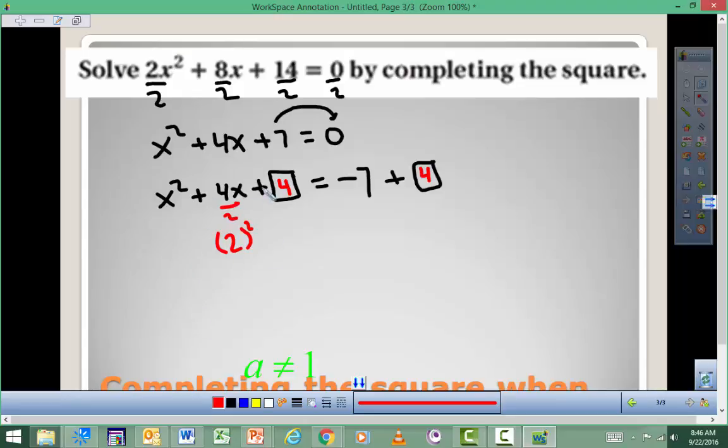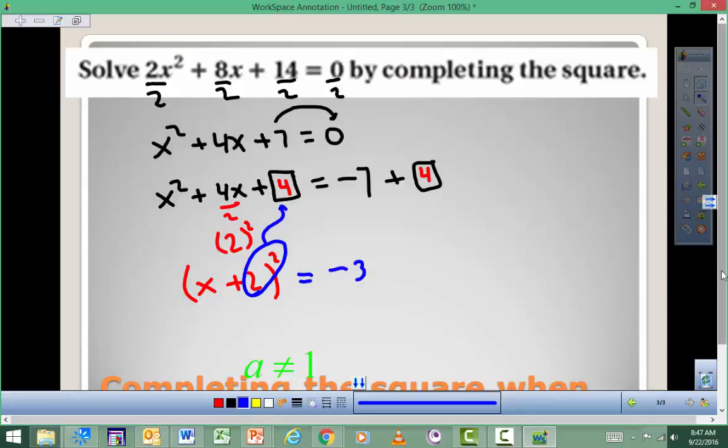Okay, so we found the number that's missing to make this a perfect square, and now we just need to make it a perfect square. And we're going to use this number here, x plus 2. Now you can always check quickly if you have this correct, because your C number is always sitting right here. So that should be there. And 2 squared is 4. So that gives you a little confirmation that you're doing things right. Negative 7 plus 4 is negative 3 this time.